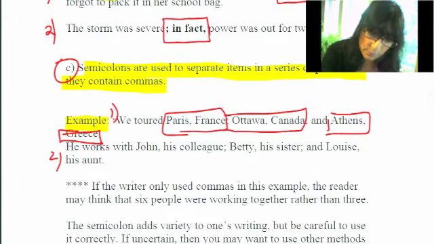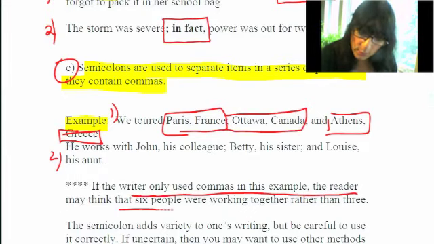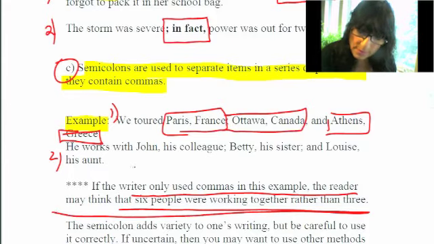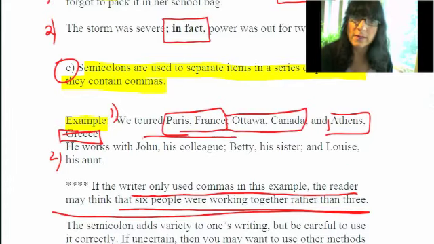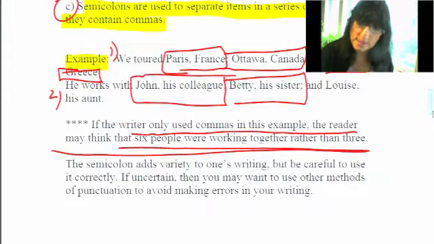In the second example, he works with John, his colleague; Betty, his sister; and Louise, his aunt. Again, it's a unit. John is his colleague, Betty is his sister, and Louise is his aunt. So if the writer only used commas in this example, then if you were reading that, you would think that you were referring to 6 people, being John. If it was all commas, it would be John, then there's his colleague is 2, Betty would be 3, the sister's the 4th person, Louise would be the 5th, and the aunt is the 6th. So therefore, you're dividing it into units. So John would be his colleague, Betty is his sister, and Louise is his aunt.